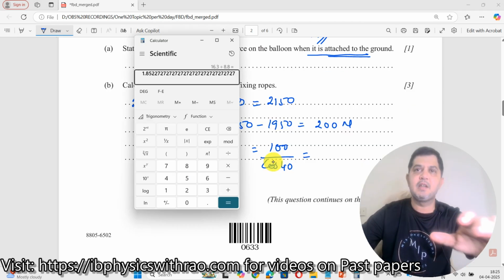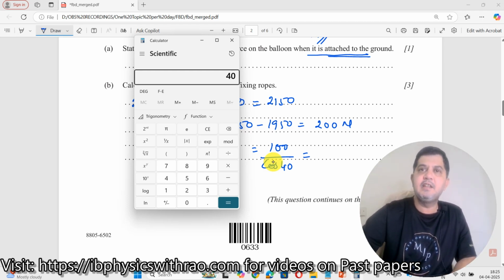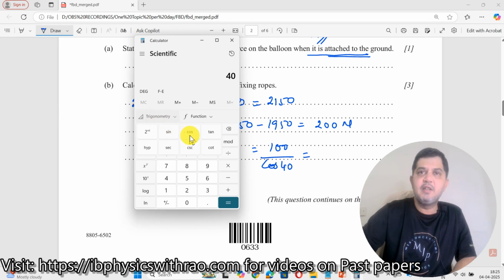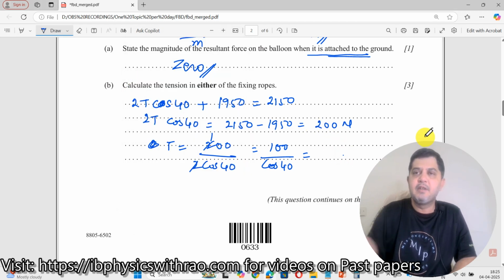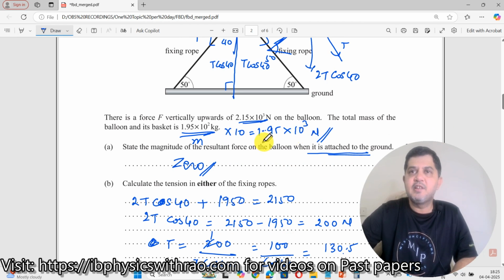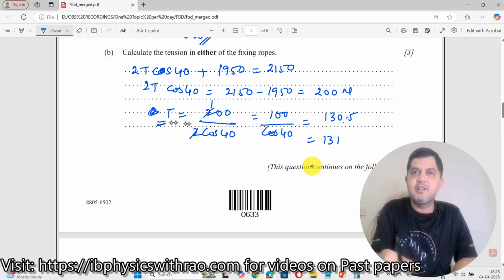Let us find out what that value is. So this should now be equal to cos 40. Cos 40, what's the value? Cos 40, I get 0.776. And then I take the reciprocal of this. 1 by cos 40 is 1.305. Multiplied by 100 would be 130.5. Now you see, this is given in terms of 3 significant figures, so I need only 3 significant figures. So this should be equal to 131. What is the unit? Newton. So 131 Newton should be your answer.